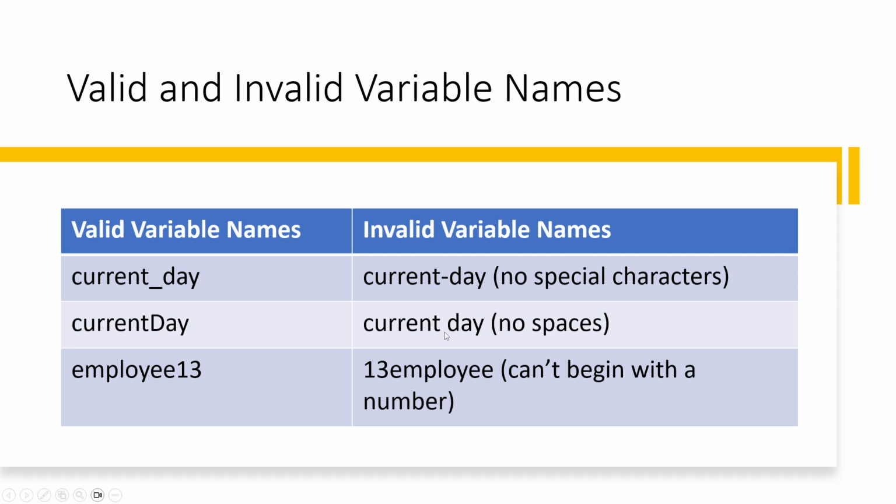What I can't do is put a space between two words in a variable name. And then I can use numbers after the first character. I can have employee13. What I cannot do is create a variable beginning with a number. As soon as I start typing numbers, Python's going to default and try to treat these as integers. It's just not going to like it.